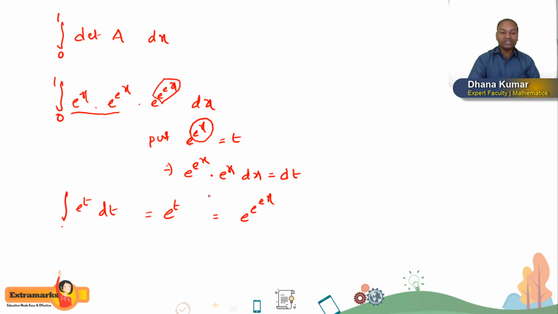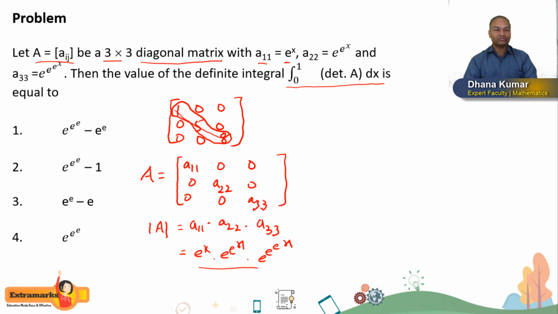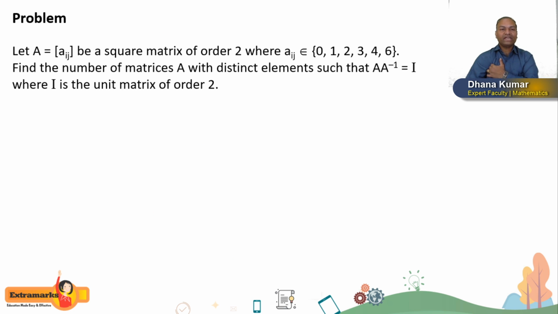But here the limits are 0 to 1, na? So substitute the lower and upper limit. So the answer will be what? x is equal to 1, substitute: e power e minus e power 0 is what? 1. That is the answer for this question. Right. So the first option is correct. Clear? Let us come to one more question.